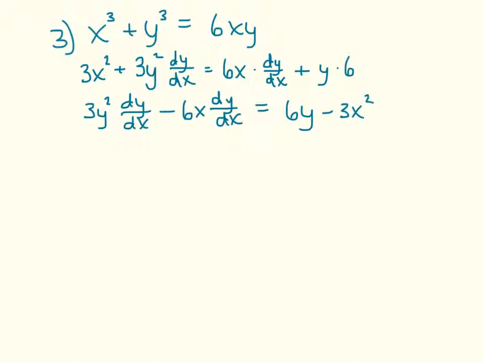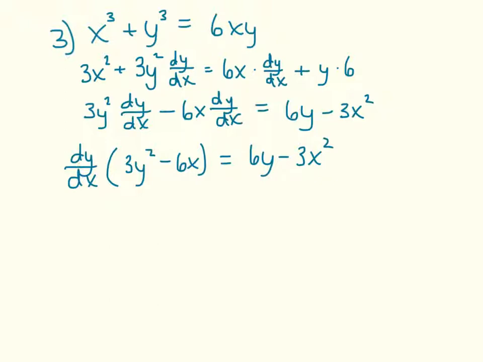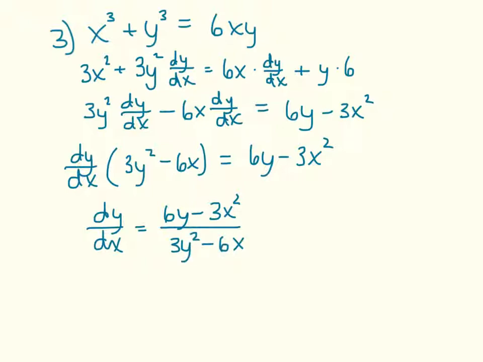All right, now I'm going to factor my dy/dx out on the left-hand side. So that'd be 3y squared minus 6x equals 6y minus 3x squared. Okay, and last step is to divide that away. So dy/dx equals (6y minus 3x squared) over (3y squared minus 6x).